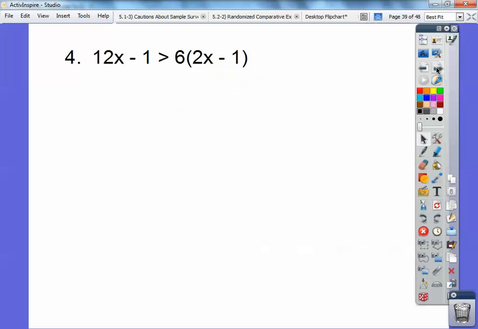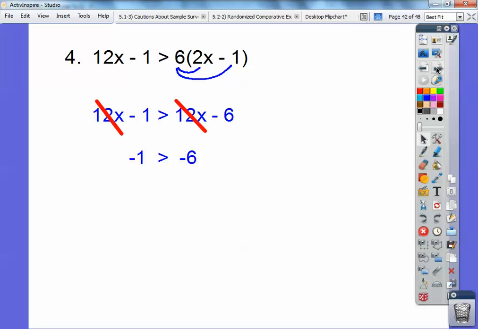Okay, here's number 3, or 4, sorry, the last one. 12x minus 1 is greater than 6 times the quantity 2x minus 1. Go ahead and distribute that 6 through, and you get 12x minus 6 on the right. Okay, and just like last time, when you subtract 12x on both sides, the 12x's cancel, and you're left with negative 1 is greater than negative 6.